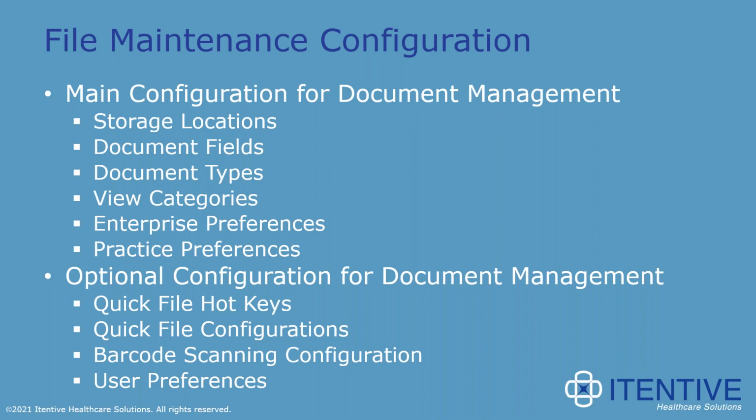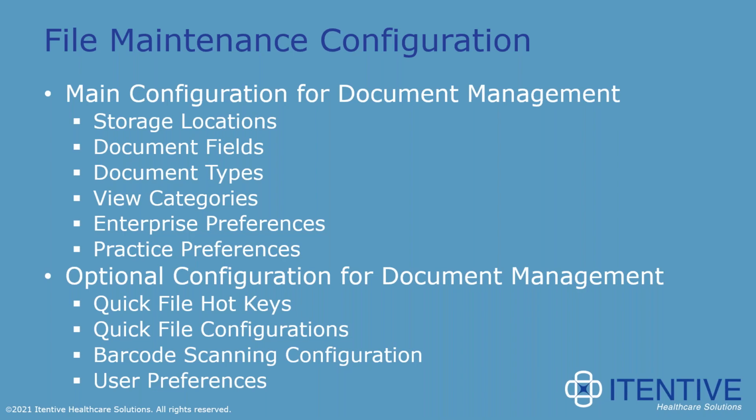So the main master files that need to be configured for document management are the ones we see here, so our storage locations. Then the next would be our document fields, followed by document field types, our view categories. Then next would be our enterprise preferences, followed by some additional practice preferences.